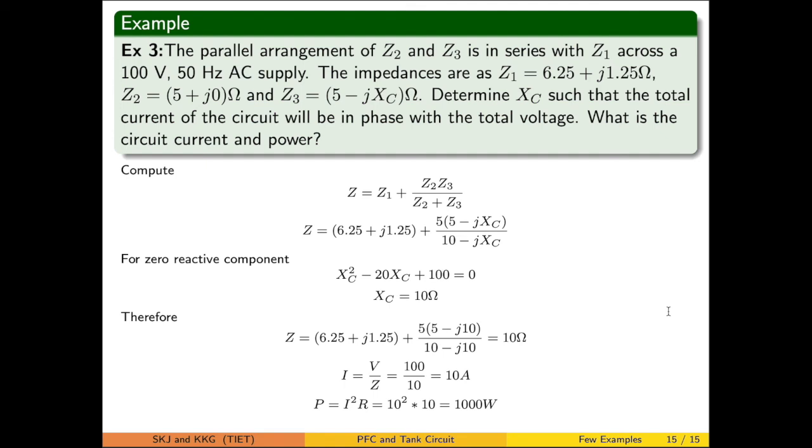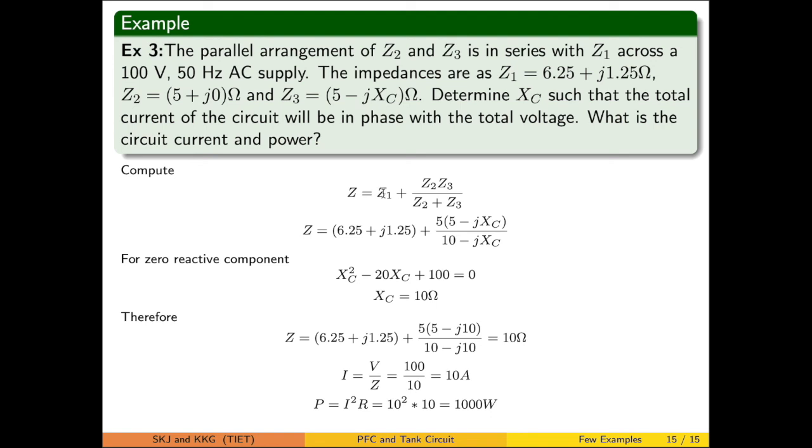The parallel arrangement of Z2 and Z3 is in series with Z1 and supplied by a source of 100 volt, 50 Hz. The numerical values are given for Z1, Z2 and Z3. We have to determine the unknown value Xc, which appears here, such that the total current of the circuit will be in phase with the total voltage. This condition dictates a unity power factor operation, which means the reactive component in the load, or the combination of this arrangement, has to be 0. And thereafter, what will be the circuit current and the power.